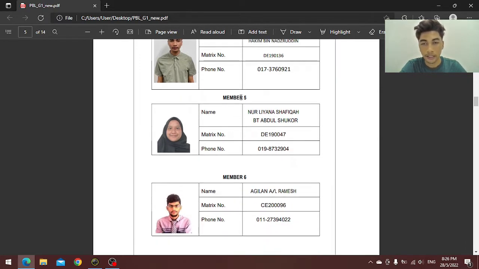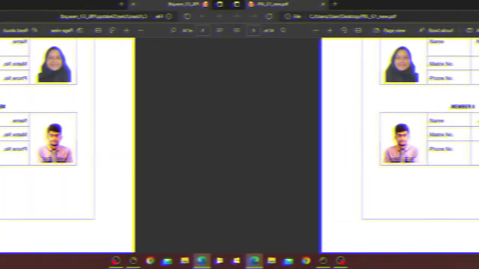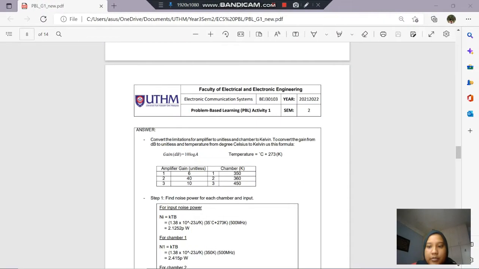Group member number 5 is LIYANA SHAFIQAH binti SHUKOR, and the matric number is DE190047. And our last group member is AGILAN anak RAMESH, and the matric number is CE200096.